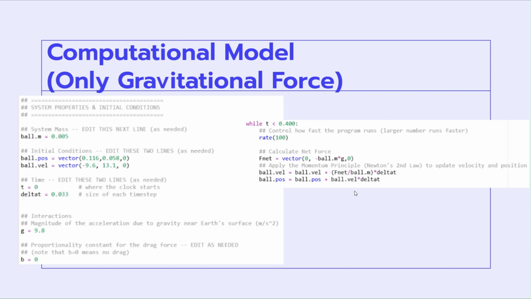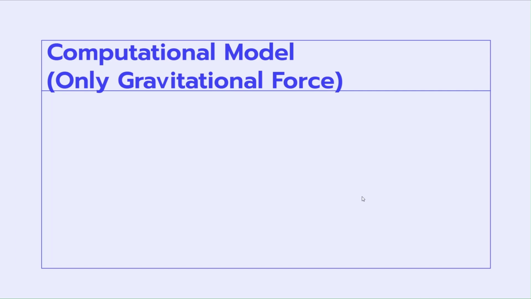So for our first computational model, which only considers gravitational force, we put in the mass of the ball, and then we put in our position, which we found from Tracker, and then our initial velocity, which we also calculated from Tracker. Then our only force is going to be gravity, so we set our b equal to 0, which is our drag. Then for our first time frame, we have 0.04 seconds, which is going to be the total time. And then again, our only force is gravity, so our F net is going to only be gravity. And then we updated our velocity and our position.